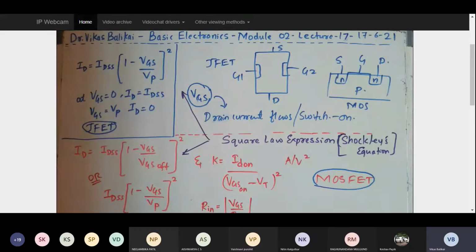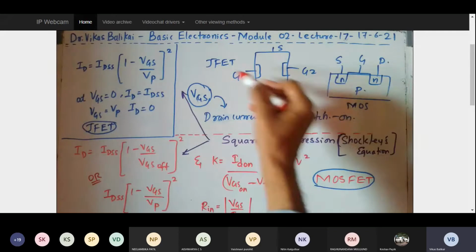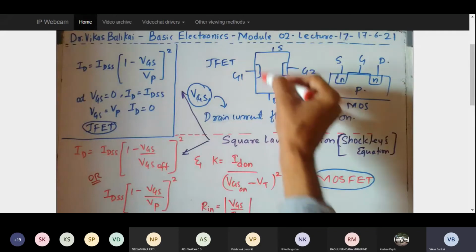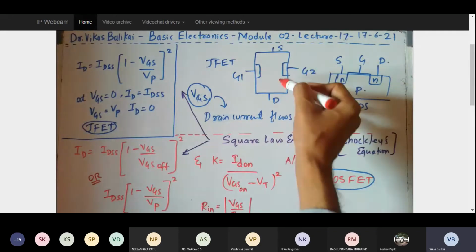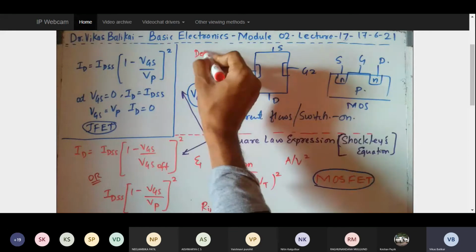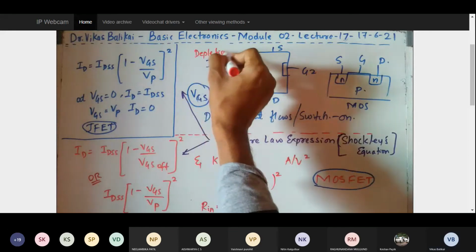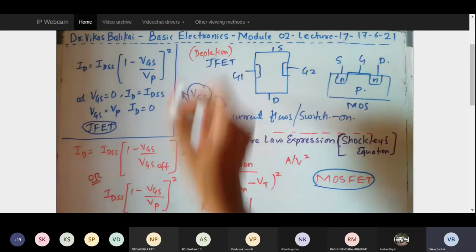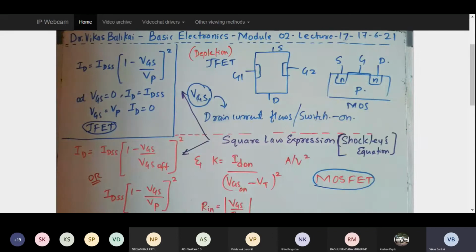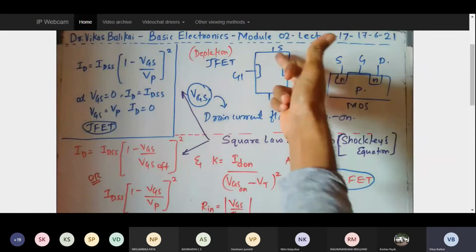See, if I talk about JFET, even though I do not apply any VGS, the channel will be formed by default, because all my JFETs are by default depletion kind of devices. Please remember this. MOSFET can be enhancement or depletion, but JFET is by default depletion. That means the channel is already formed. So that is the case.